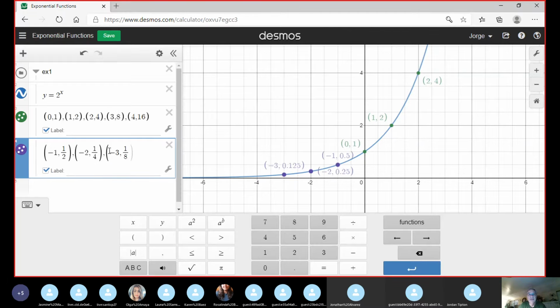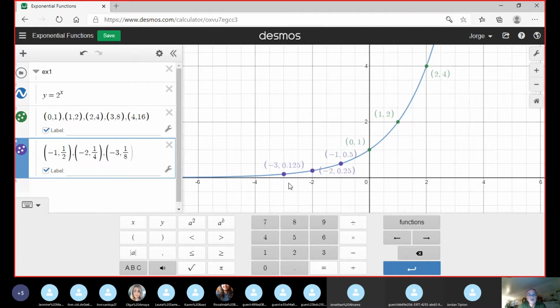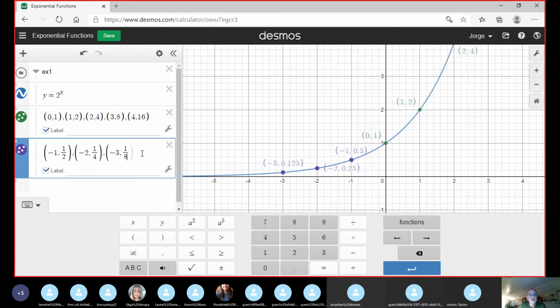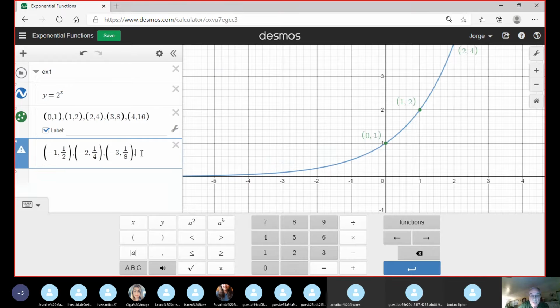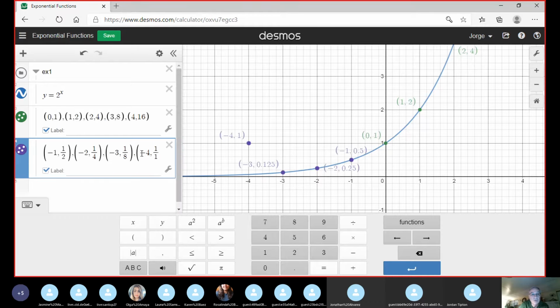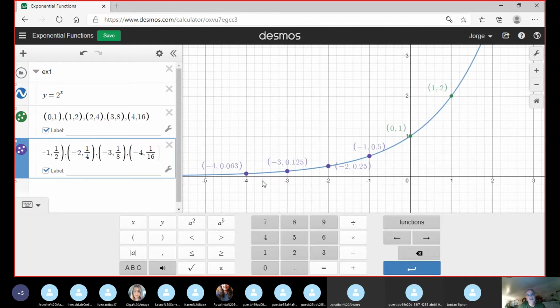1/8 is in decimal 0.125, no? One more and that's it. Too much. Separated by comma, -4, comma 1/16. 1/16, I suppose, no? 1/16 is in decimal approximately, rounded to 3 decimal places, 0.063.